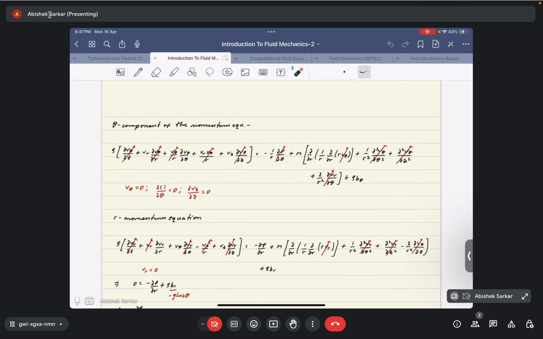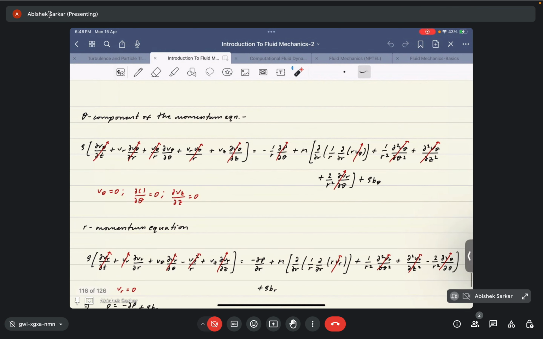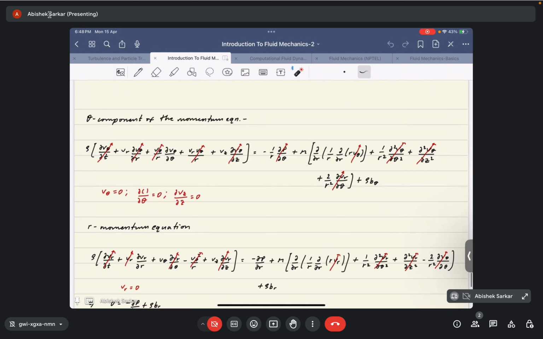Okay, so keeping that idea in mind, from the theta component of the momentum equation, we will have rho dou v theta by dou t plus vr dou v theta by dou r plus v theta by r dou v theta by dou theta plus vr v theta by r plus vz dou v theta by dou z is equal to minus 1 by r dou p by dou theta plus mu times dou by dou r of 1 by r dou by dou r of r v theta. I guess this is better. Plus 1 by r square dou square v theta by dou theta square plus dou square v theta by dou z square plus 2 by r square dou vr by dou theta, plus rho b theta.